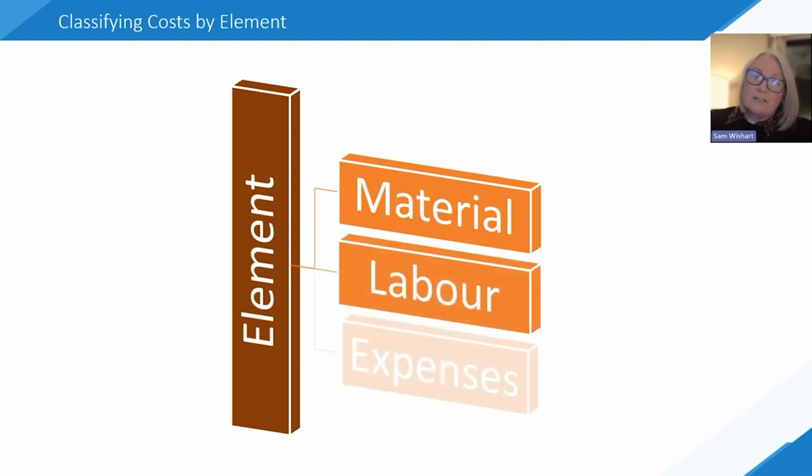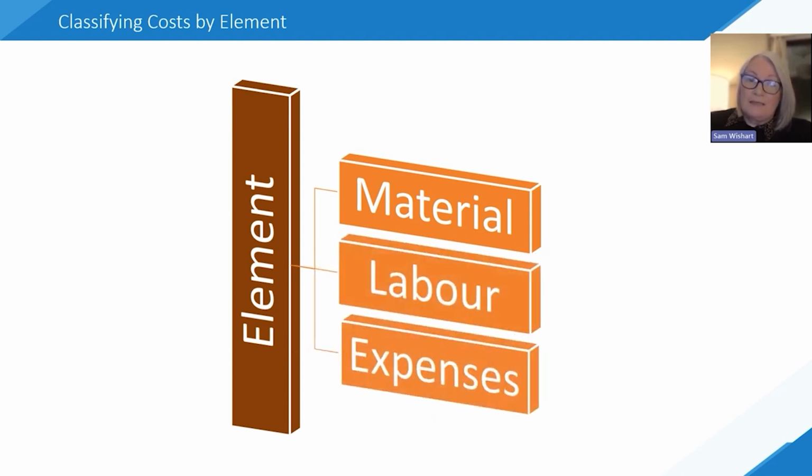So classifying costs by element is probably the simplest method of classification. Costs are categorised as relating to either materials or labour, and then anything else that's not material or labour is classed as an expense. We sometimes refer to expenses as overheads. Okay, so I'll use that term interchangeably. This method of classification applies across all business types.